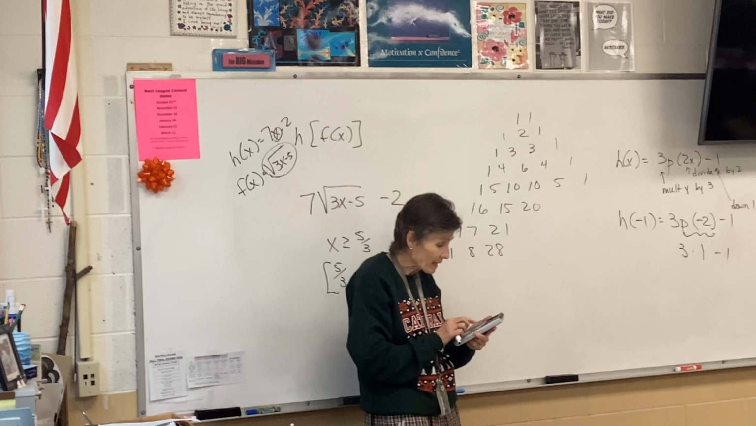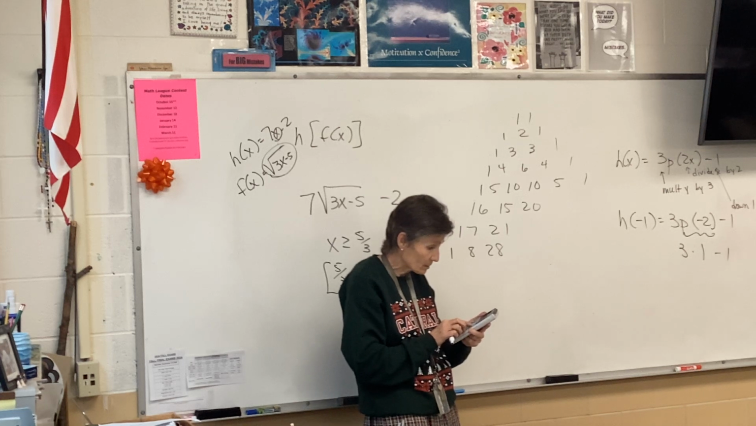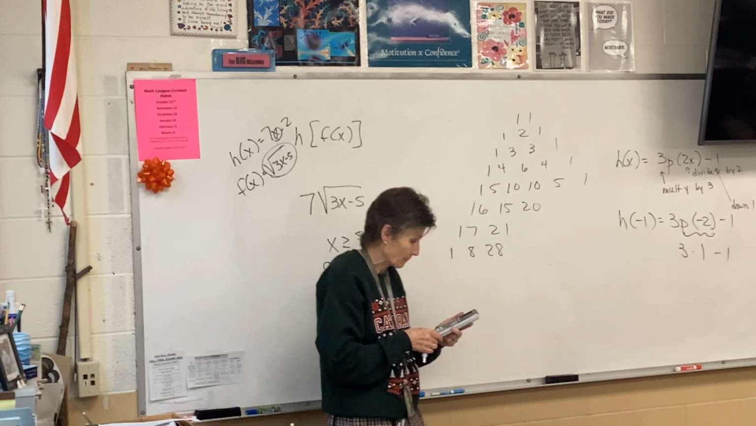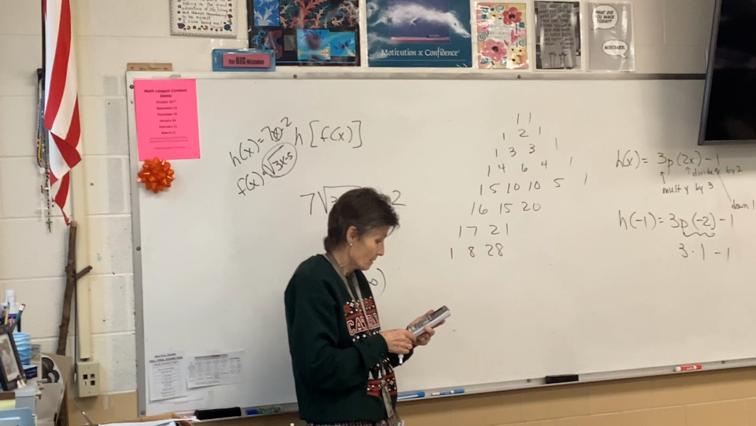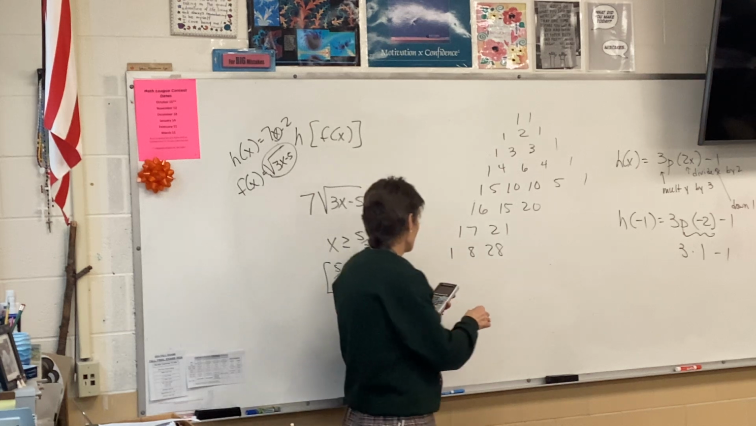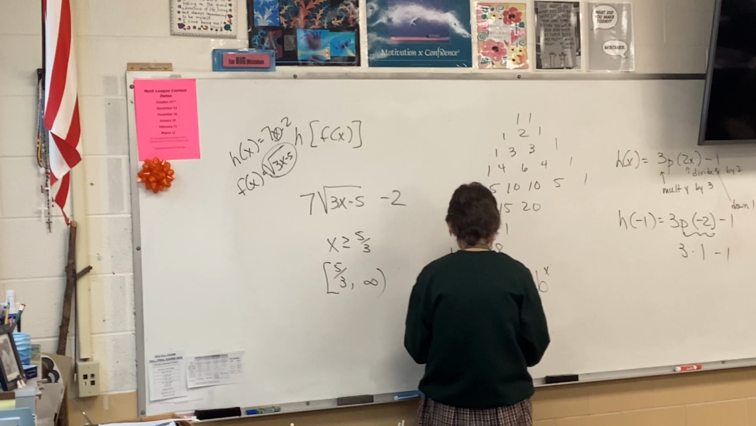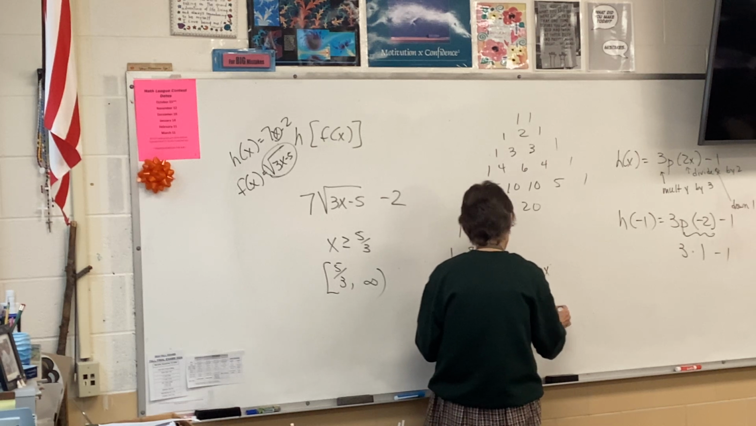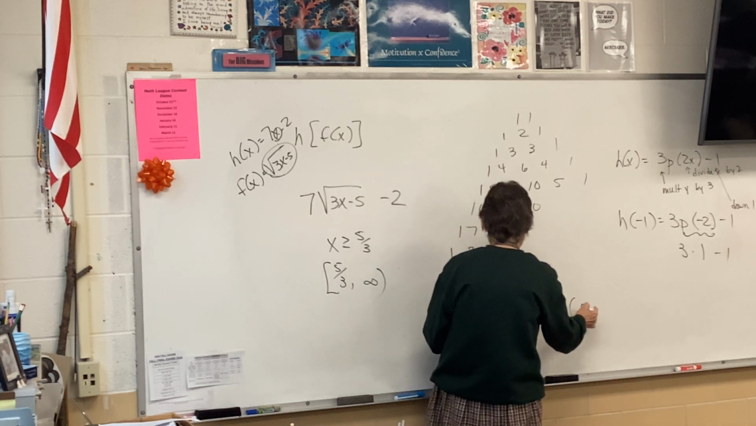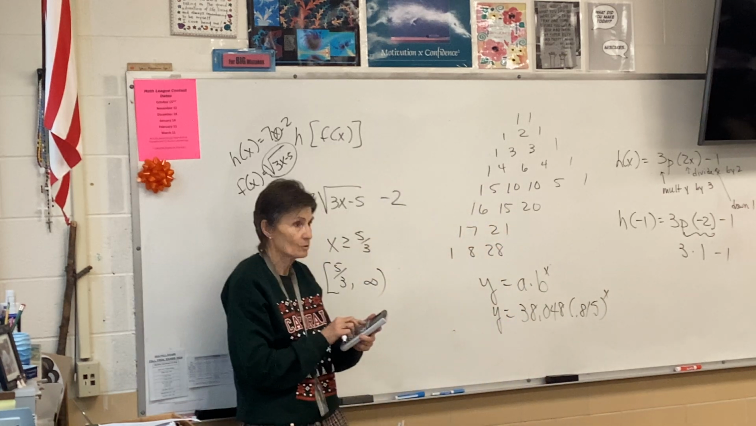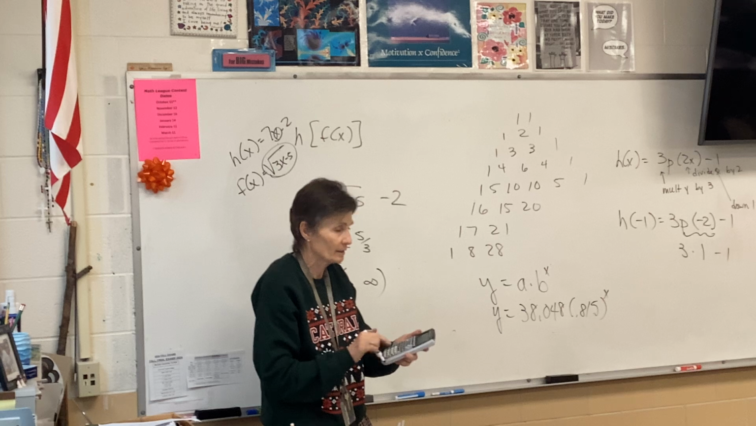Then I'm going to go back into stat, over to calc, and do exponential regression. And y equals a times b to the x works out to be 38.048 times 0.815 to the x. So that's all there is to it. You just type it in, let the calculator do it.